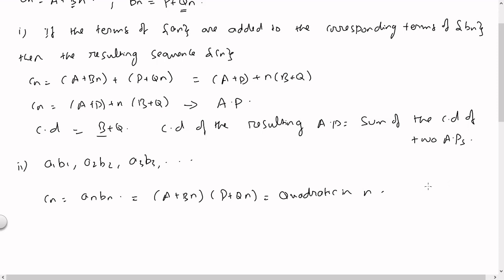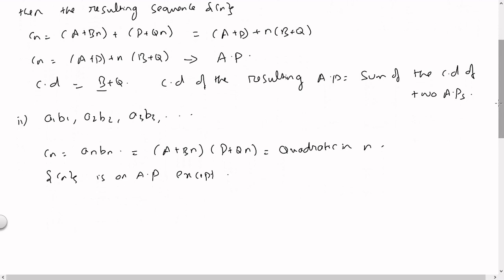The resulting sequence will not be an arithmetic progression, except there are some exceptions. What are the exceptions? Whenever you see that the resulting sequence is not an AP, or later we will see that it will not be a GP, in such cases you have to look for the exceptions. Now what are the exceptions? One is, let us say, b is equal to 0. If b is equal to 0, then what happens?